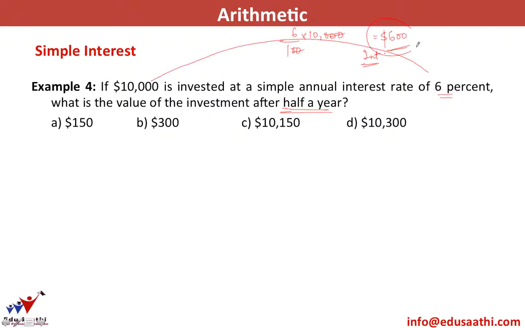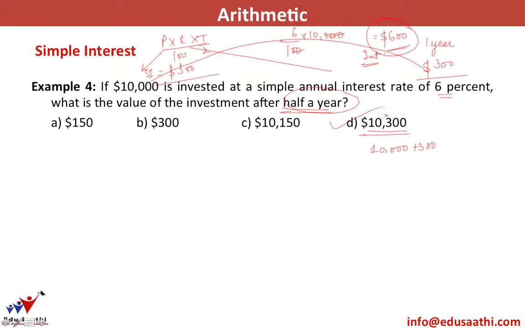So I'm getting $600 for 1 year. So for half a year, I'll be getting $300. So the value of the investment will be 10,000, the initial investment, plus 300. My answer will be 10,300. If you want to follow the formula, you can follow the formula as well, which is P, which will be 10,000 into R, which will be 6 into T divided by 2. Divided by 2 because you're doing it for half a year. Divided by 100. So you will land up with your answer as simple interest coming out to be $300. Added to your initial investment, your amount will become 10,300.